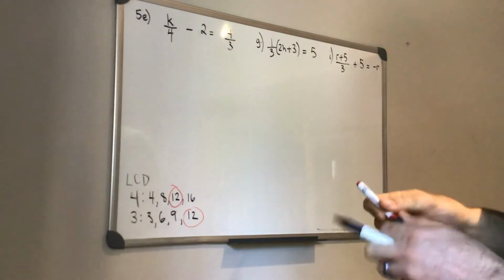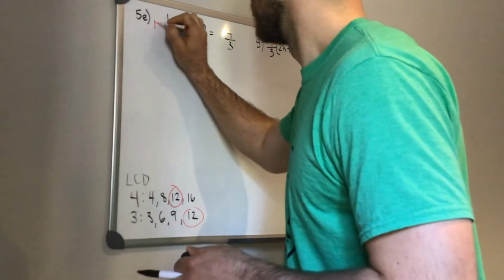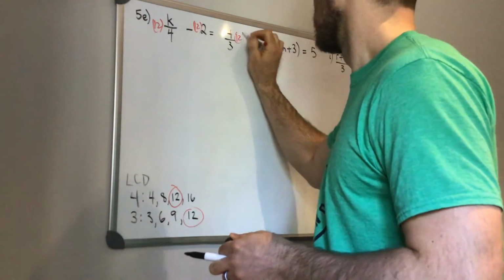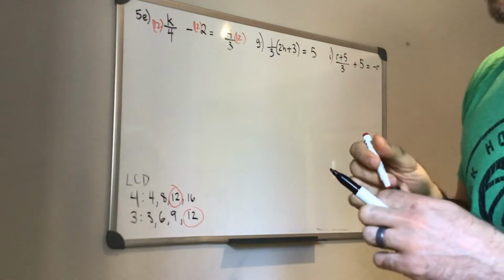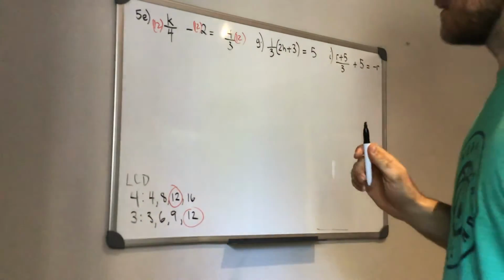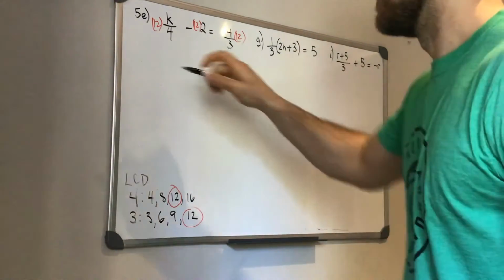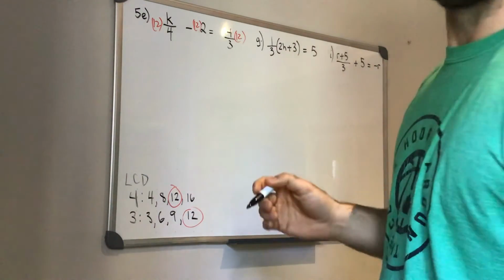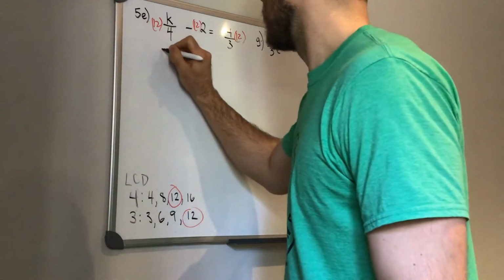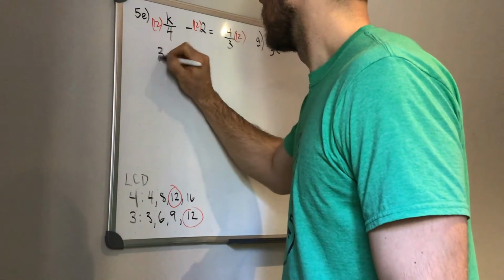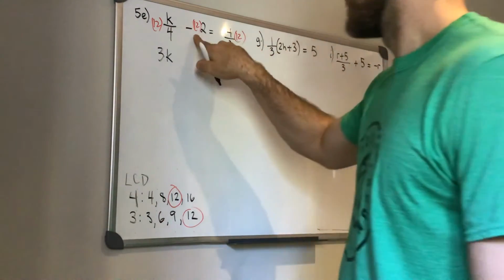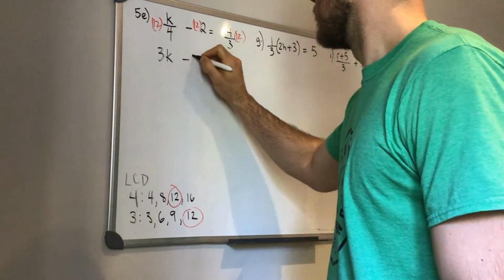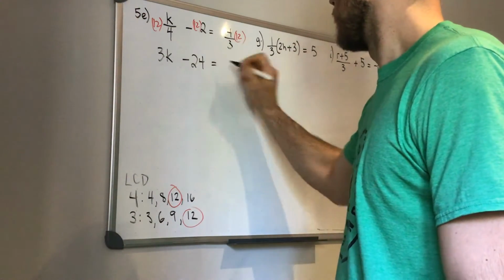So what we're going to do is take that number and multiply it by all three terms. And this is going to do something nice for us. It's going to get rid of all the fractions. So when I take my 12 and divide it by 4, 12 divided by 4 is 3. So we're going to have 3k. 12 times 2 is 24, so we're going to have minus 24.